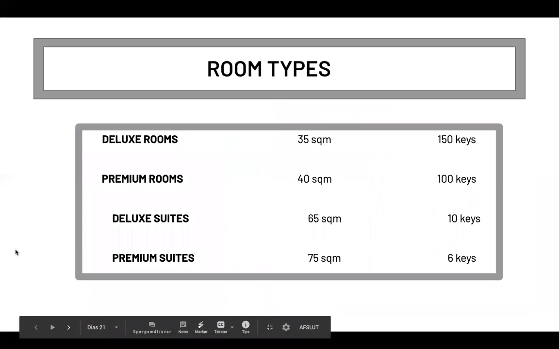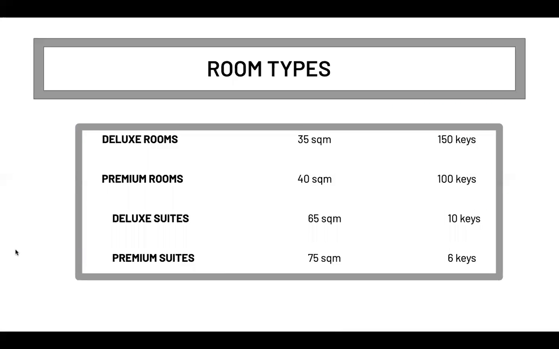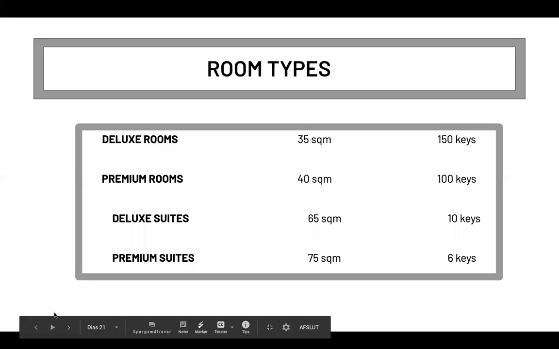So these are the types of rooms that we have. The most standard room we have is the deluxe room, which is 35 square meters, and we have 150 of them. We have premium rooms, which are 40 square meters, and we have around 100 keys. Then we have the deluxe suites, which are 65 square meters and 10 keys. And lastly, we have the premium suites, which are 75 square meters and only have 6 keys.